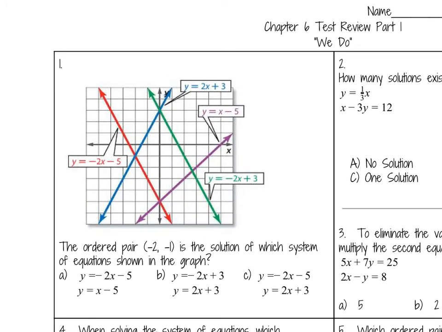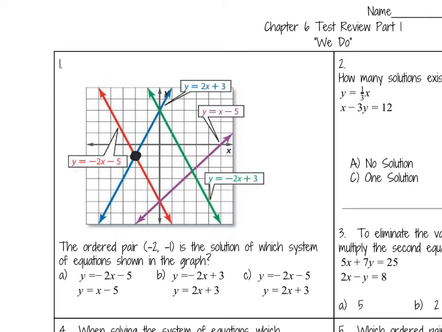Alright, so number 1 is asking us the ordered pair -2, -1 is the solution of which system of equations shown in the graph. So the first thing to do is locate -2, -1, and I will find that right over here, right at this intersection between the red and the blue line. And so I'm going to go ahead and make a dot there so that I know where it is that I'm looking at. -2, -1 is right there.